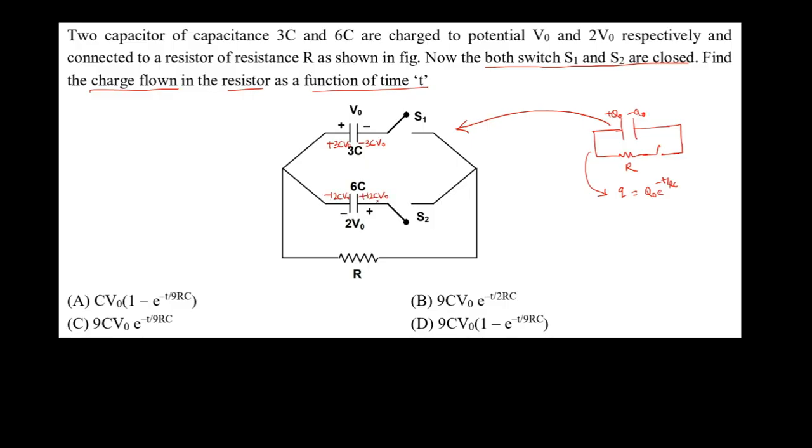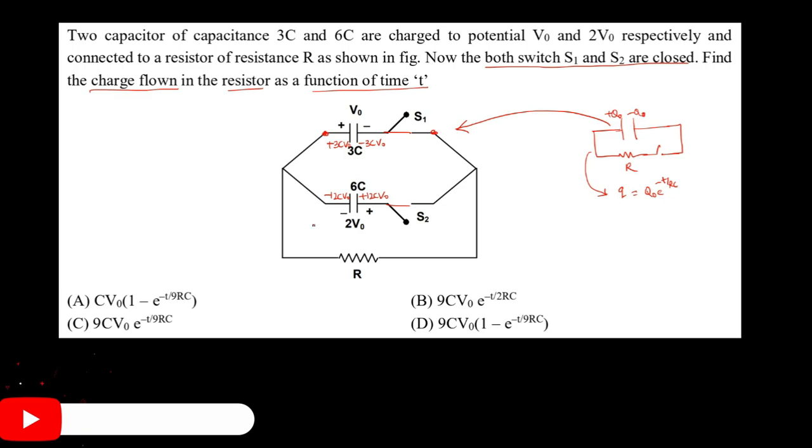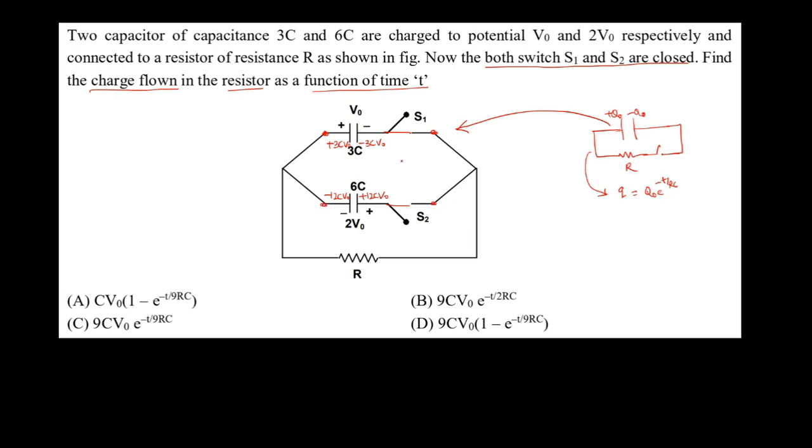As soon as you close the switch, the potential difference across the capacitors should be equal, because they are in parallel. That means there will be charge distribution among the capacitors within no time. It doesn't take any time. Within no time the charge will distribute on both capacitors in such a way that the potential difference across both capacitors is the same, and they also follow charge conservation. So this is a completely instantaneous phenomenon.